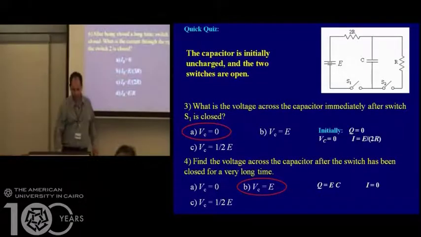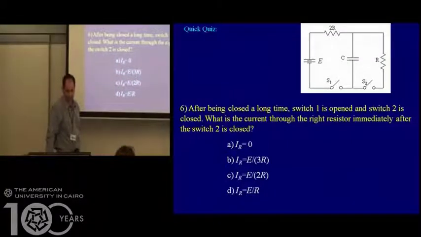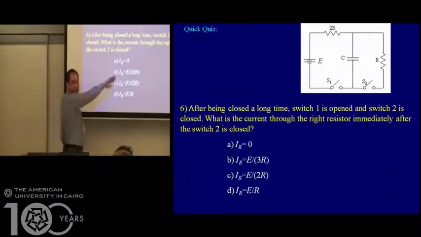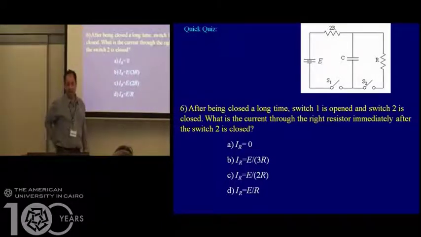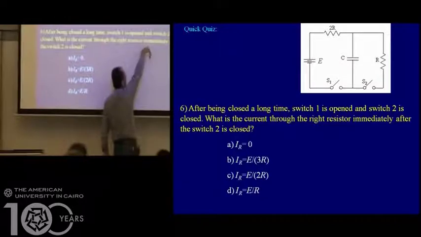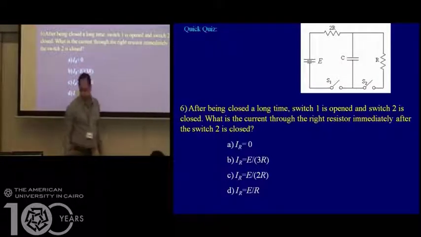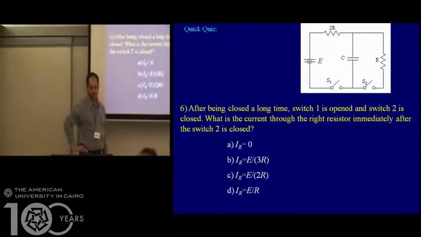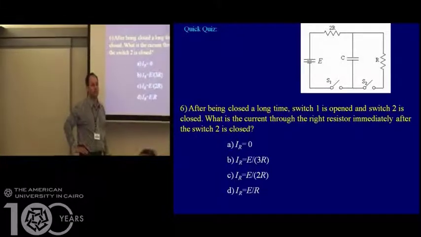Okay. Now, same circuit again. After being closed for a long time, the switch 1 is open. So I'm going to open 1 and close 2. And S2 is closed. So I will open this one. Then I will close S2. Now, what is the current through the right resistor immediately after the switch 2 is closed?